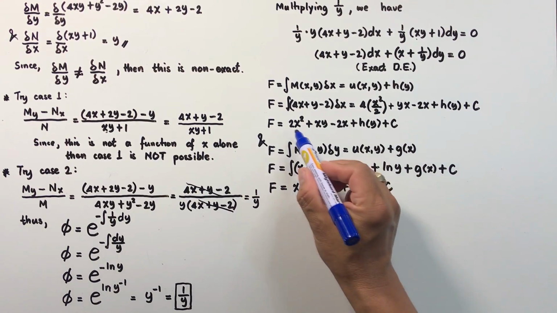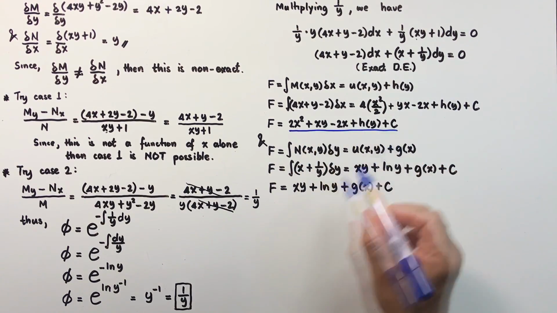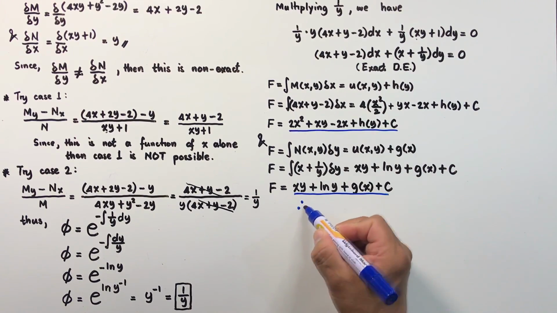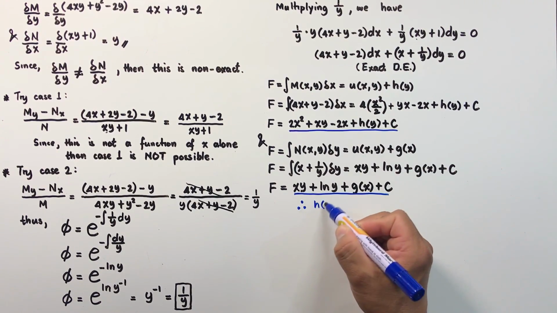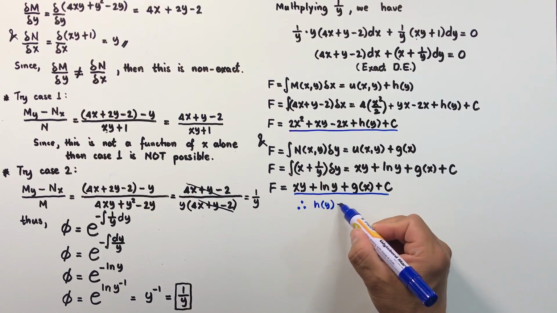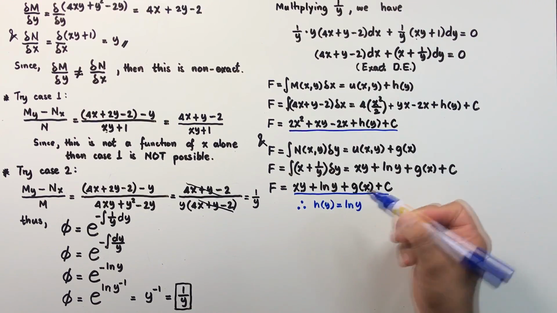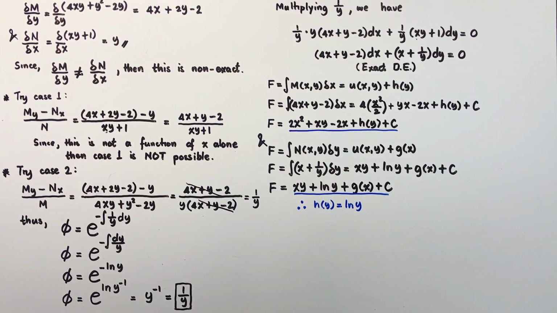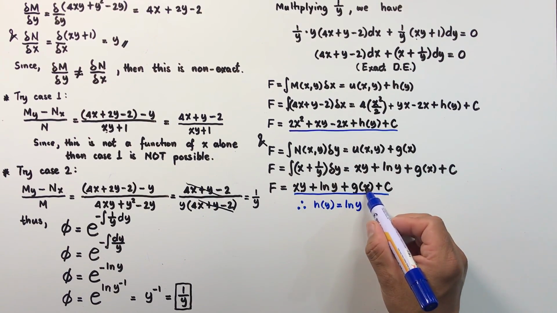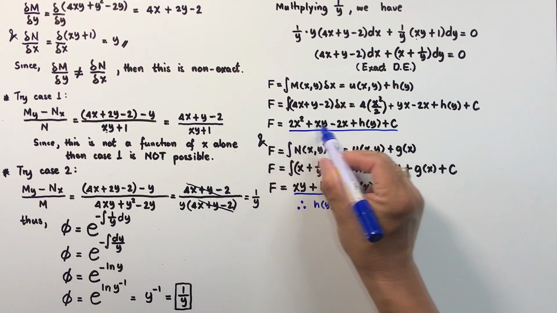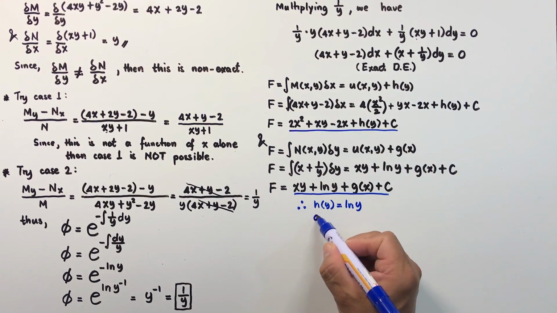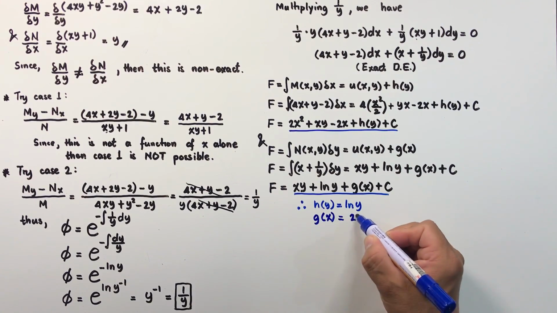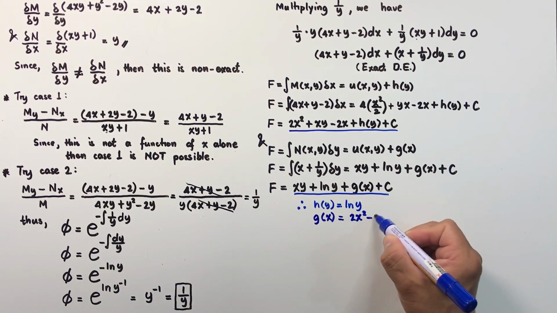And comparing this expression here with this expression, we say that our h of y is ln of y, because this is the only term here that is in terms of y alone. And for our g of x, we have this 2x squared minus 2x, because those are the only terms that are in terms of x alone.